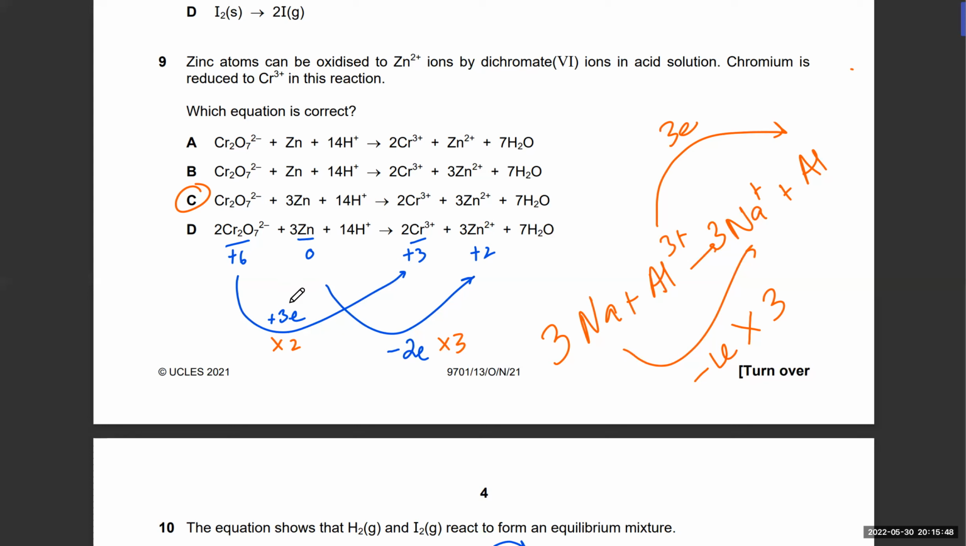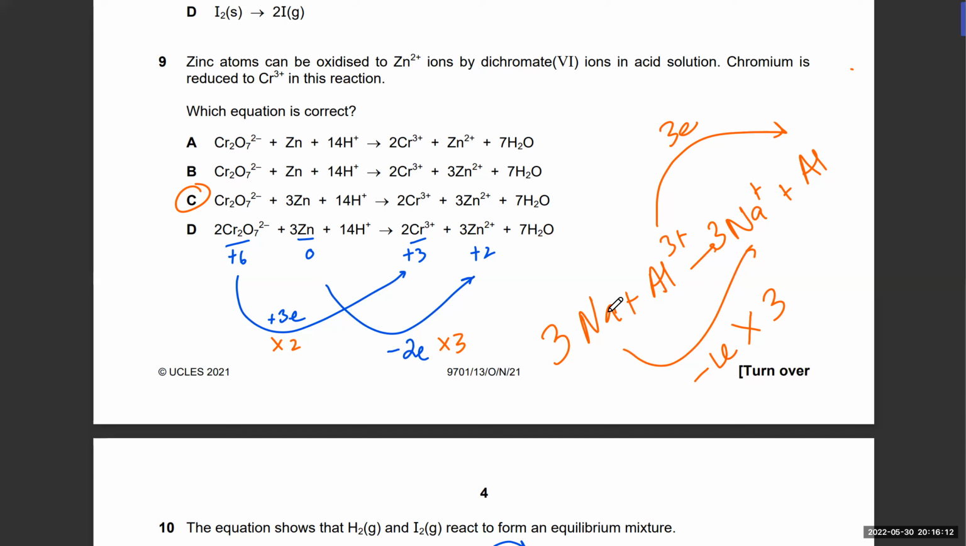No, what's happening is, one Cr, what is happening to it? It's going from +6 to +3, right? So it's getting 3 electrons. So I need to double that amount. I need to make the number of electrons gained and lost equal, right? So I need to double it. How can I double it? I can double the amount of Cr. So when I multiply by 2, I'll multiply Cr by 2. There'll be 2 Crs.